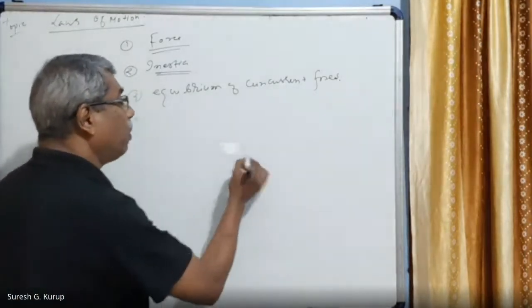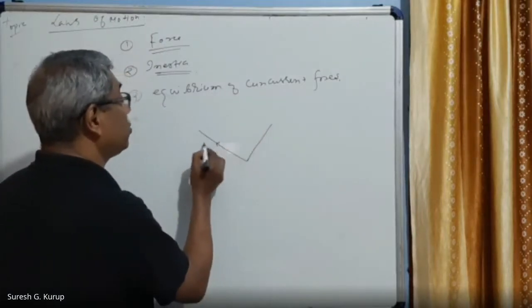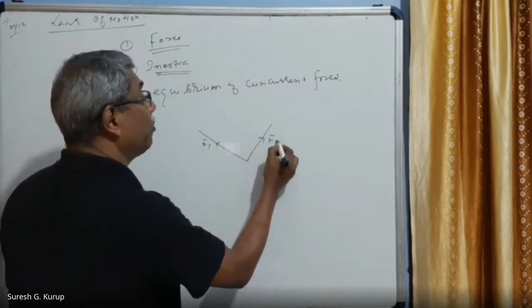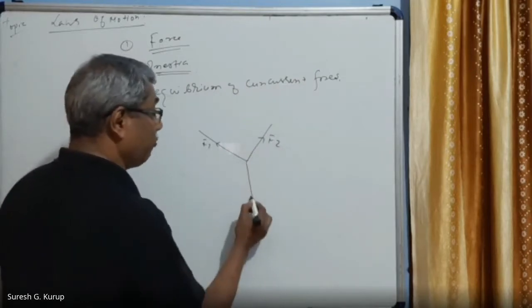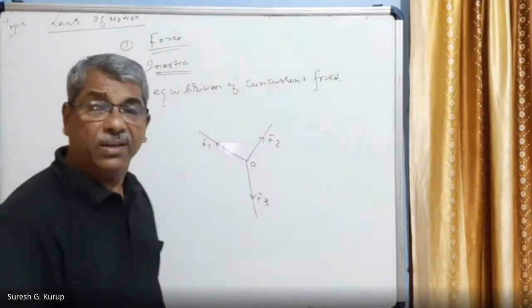Yes. Suppose this is a point, and here so many forces are acting. One force is like this. This is the F1 force acting. This is the F2 force acting. Here the F3 force is acting. This is the point O. Right?